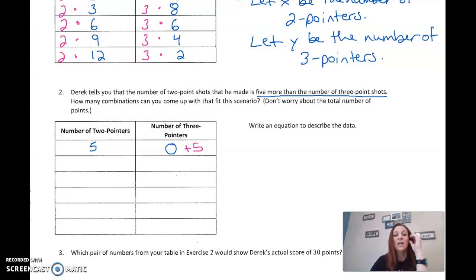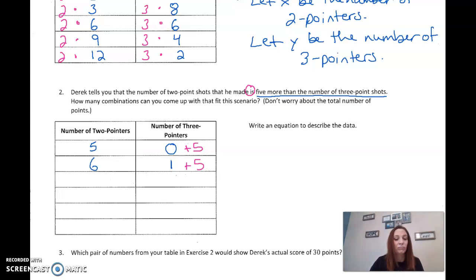Sorry, I wasn't clear about that. The number of 2-point shots is 5 more than the number of 3-point shots. So if his number of 3-point shots is 0, we have to add 5 to it to get to the number of 2-point shots. So if he made 1 3-point shot, and again, I'm just picking these numbers because we're not worried about a total yet, we're going to add 5 to it, and that's going to tell us that he made 6 2-point shots, 5 more.